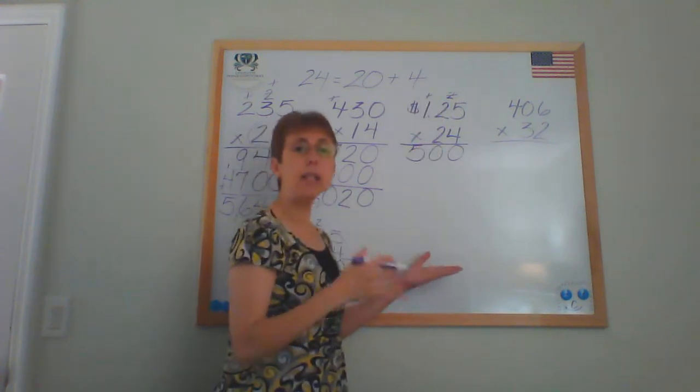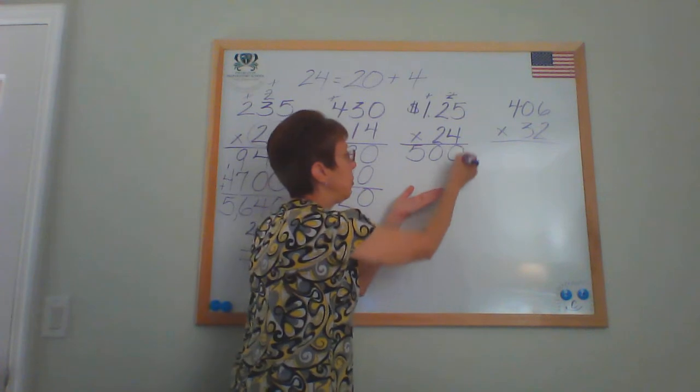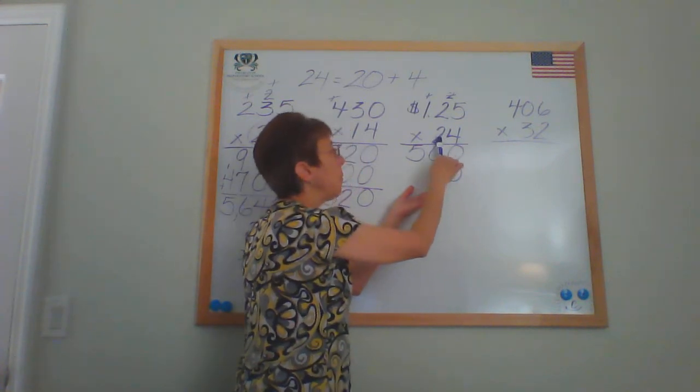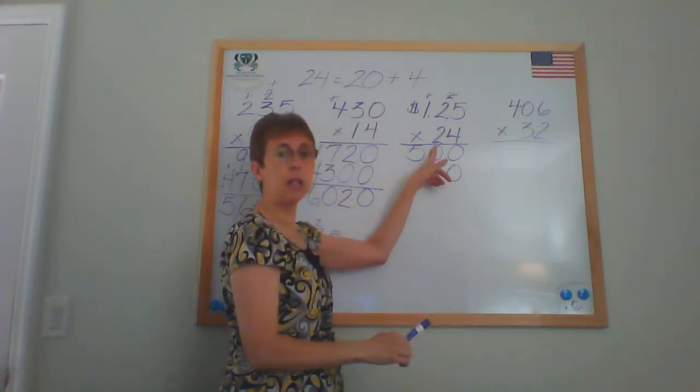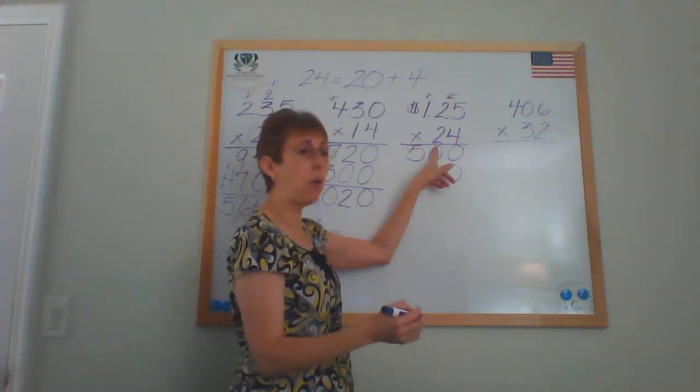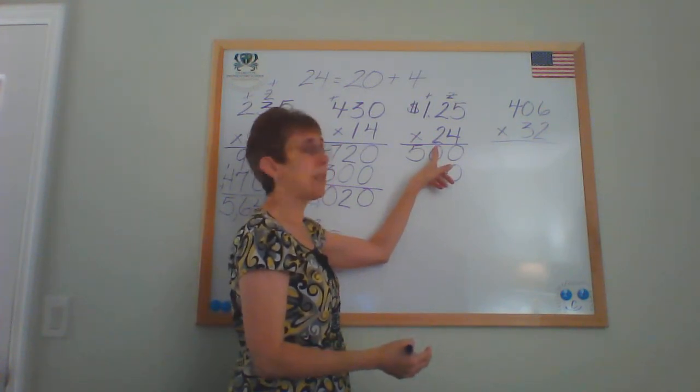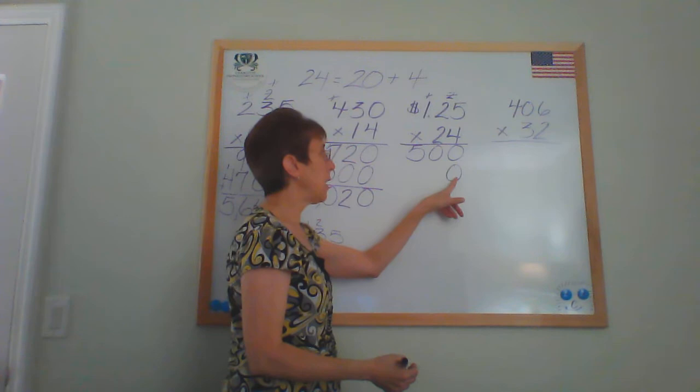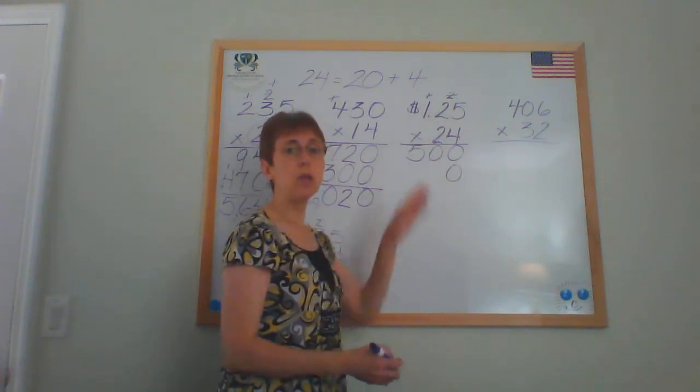Okay. The next step, of course, is to put a 0 here because that 2 is in the tens place, which means it's not 2 ones, it's 2 tens, which is the same as 20. So we put down our 0 and then we continue to multiply.